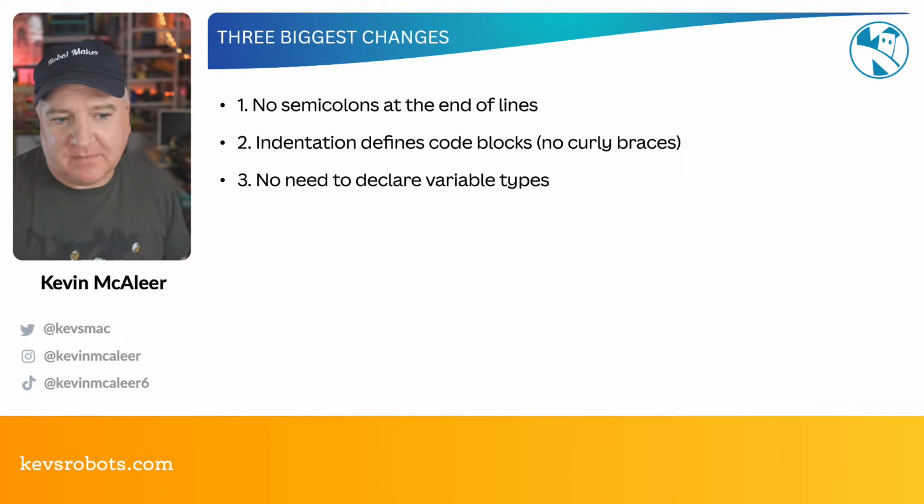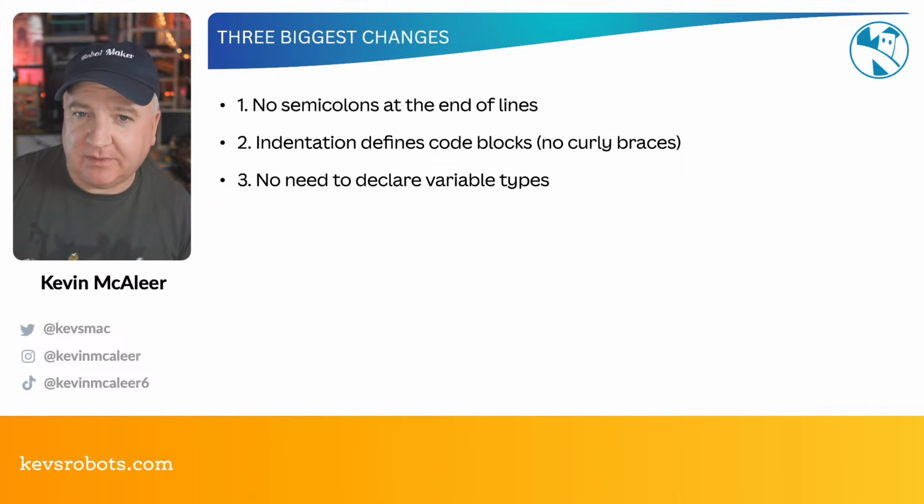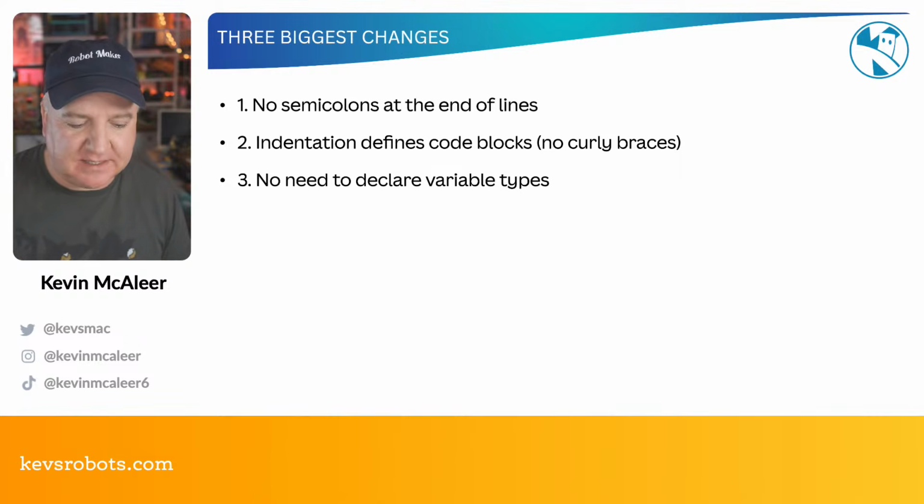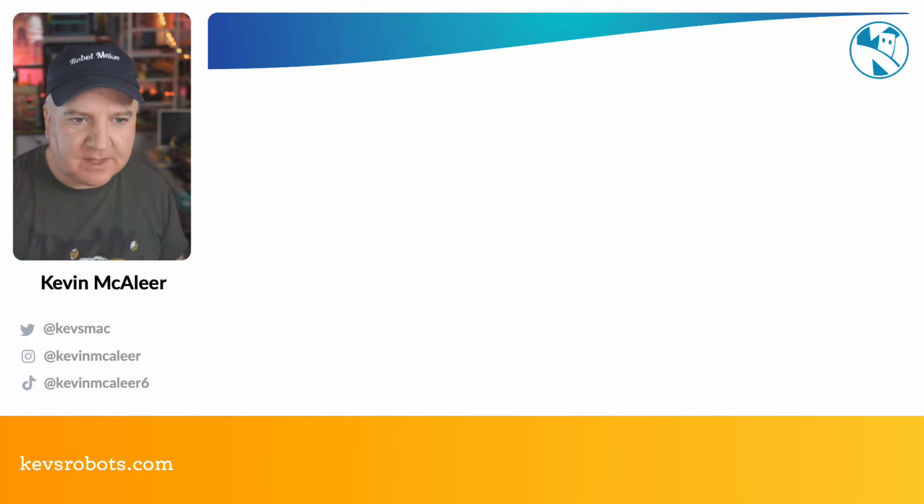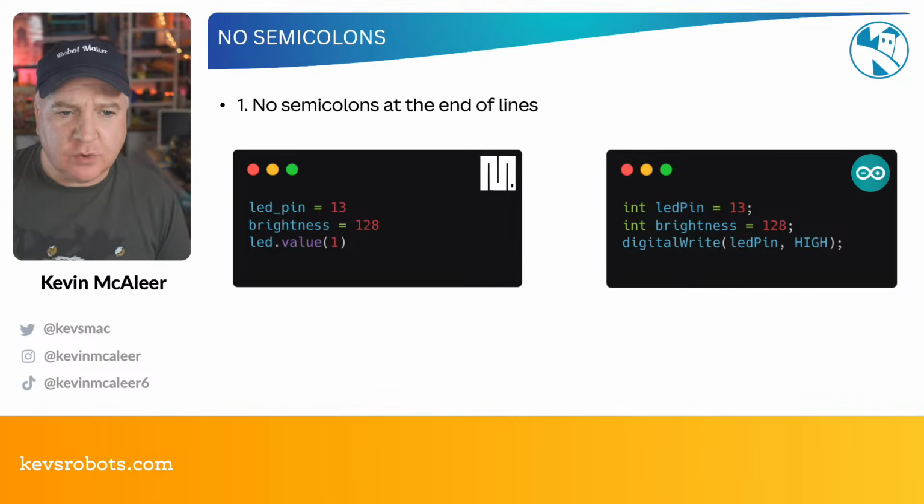And there's no need to declare variable types with Python as well. We'll have a look at what that means in the demos as well. They're the three big changes. So no semicolons at the end.